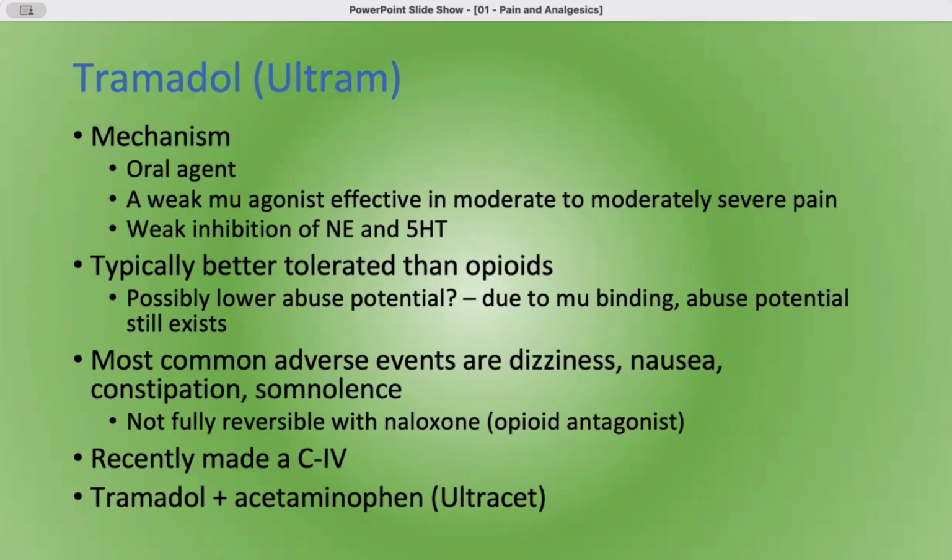It was thought to have a lower abuse potential, but has in the last several years been rescheduled to a C4 controlled substance. All right, and you can see some abuse potential with it. It also is co-formulated with acetaminophen in a product called Ultracet. So Ultram plus acetaminophen is Ultracet.